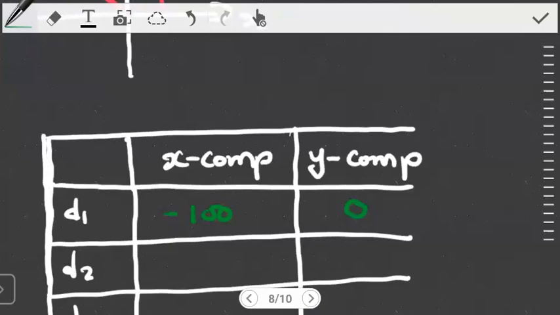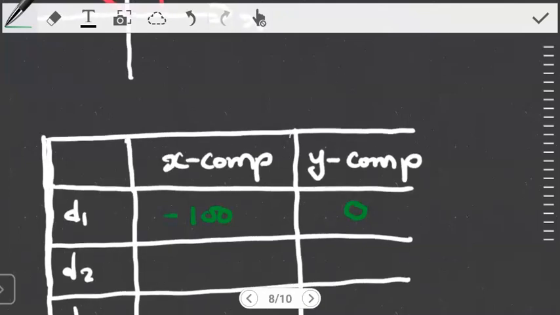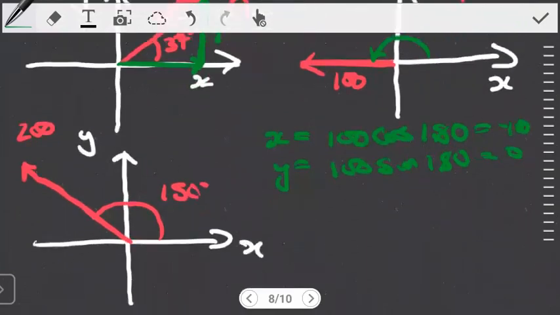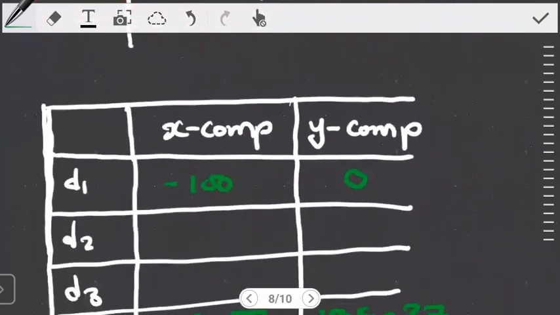So again, it's up to you which method you want to use. You can use observation, as I just did here, or you can use the math that we did here, taking into account that the angle is 180 degrees. But I always prefer just observation. The vector is in the horizontal, meaning it has no vertical component. Okay, so we've got D1. We move on to D2.